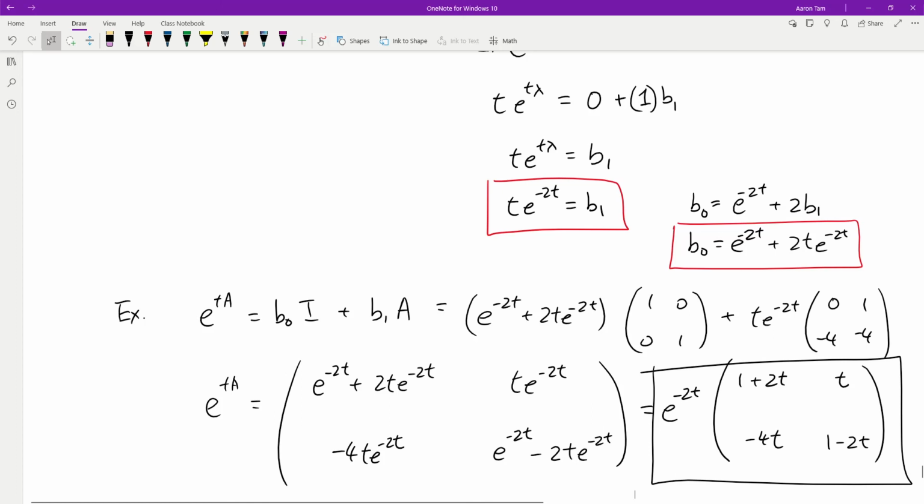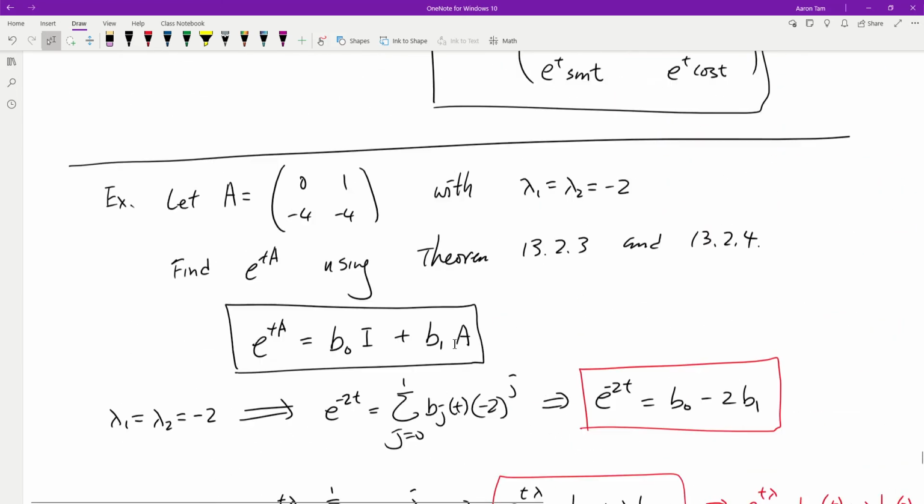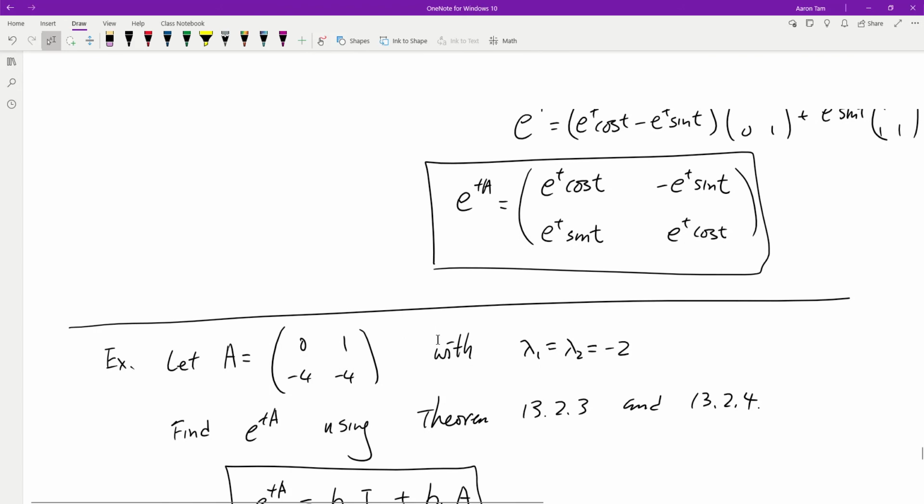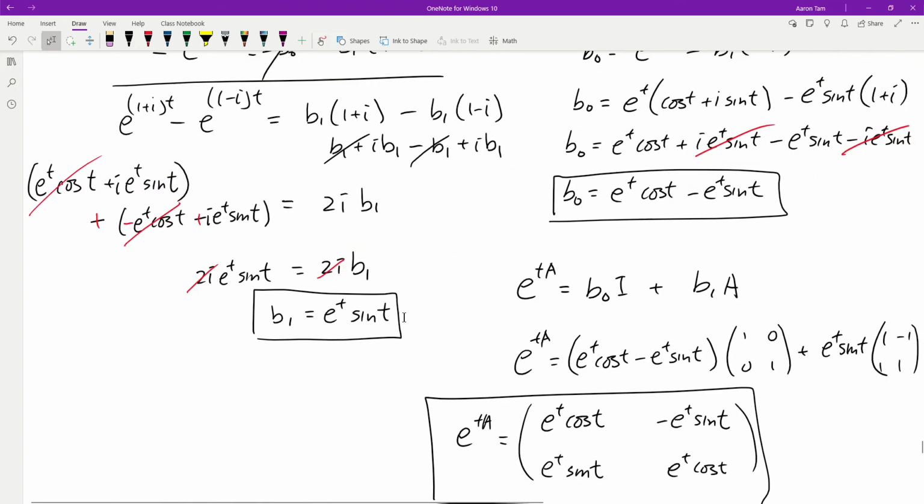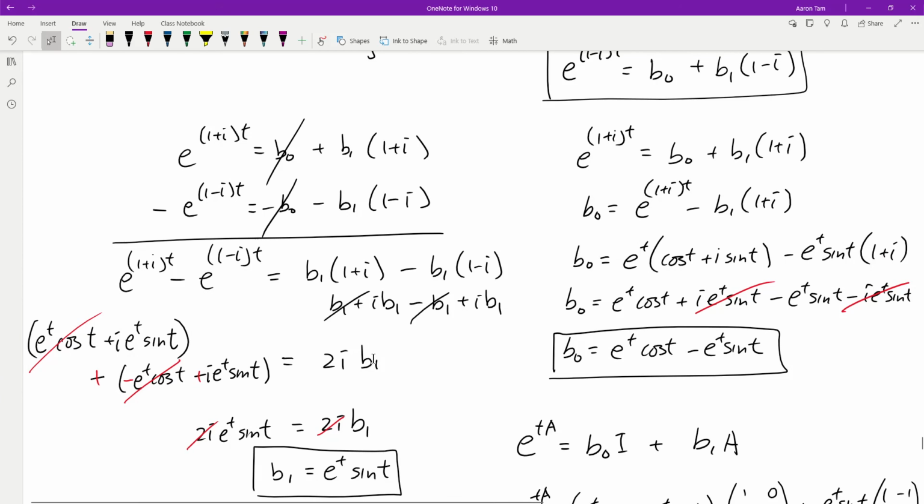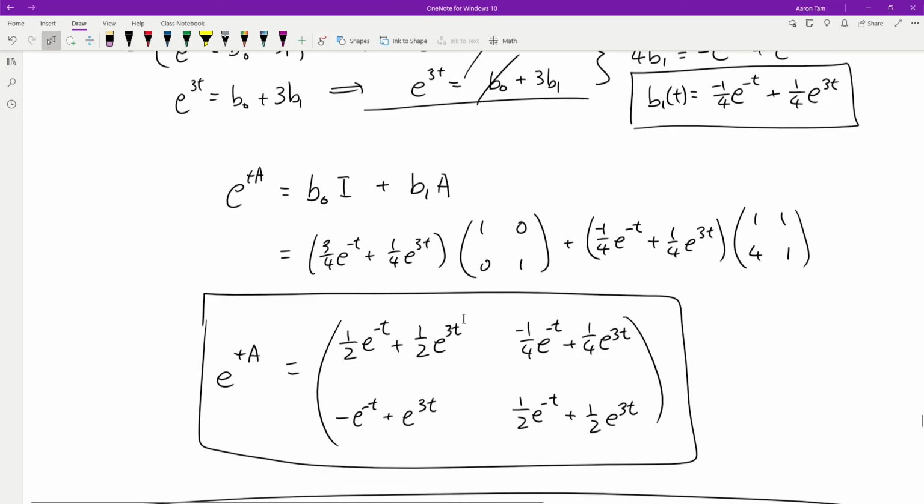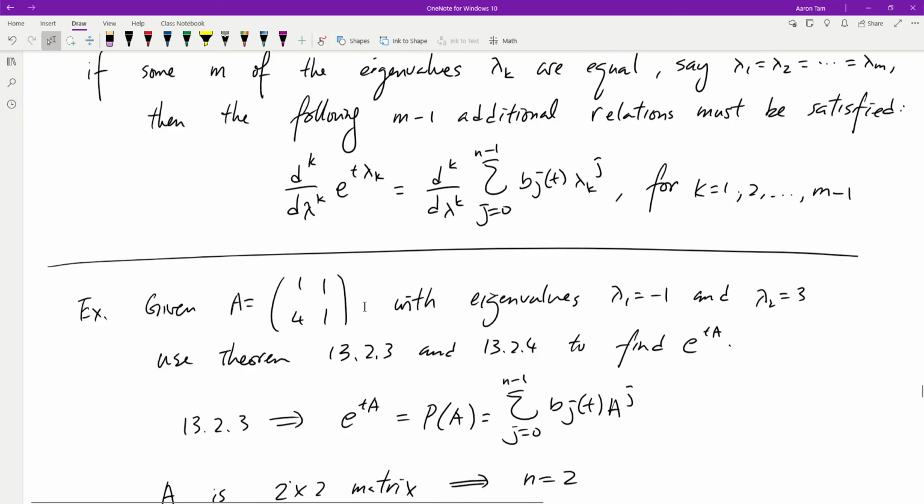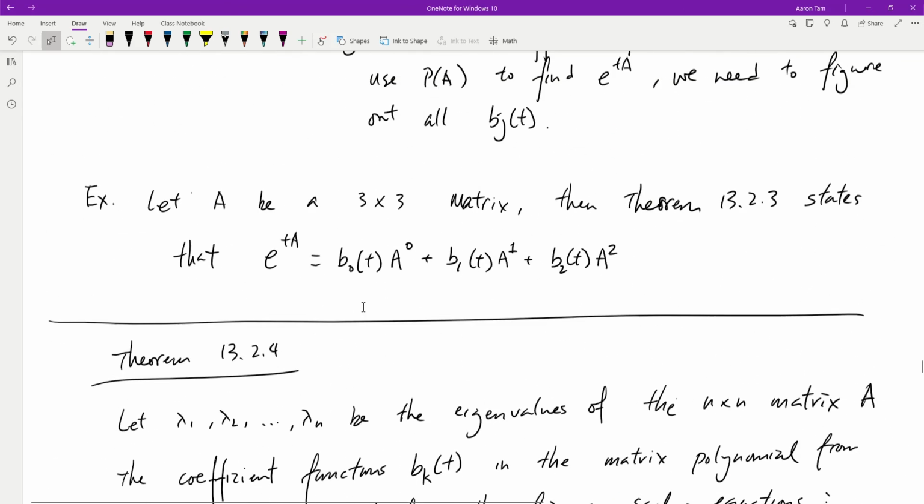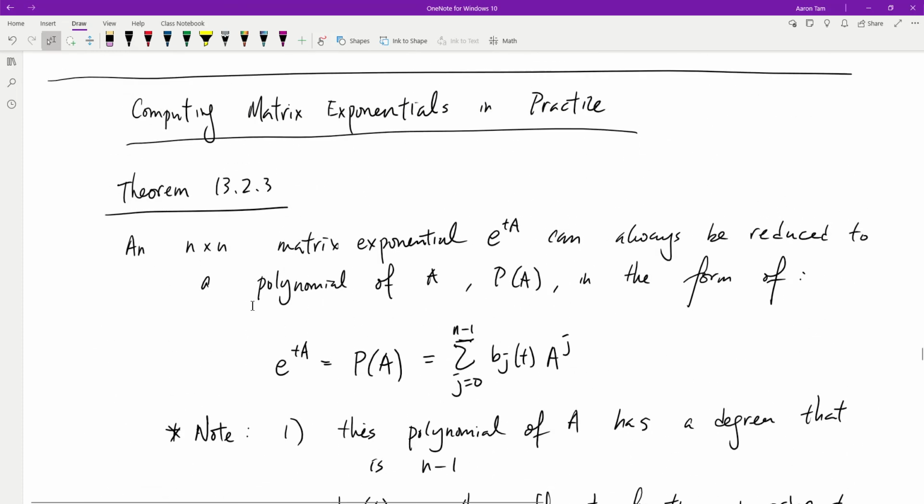Notice that when we're using Theorem 13.2.4 and 13.2.3, it would require me to actually use the power of A. Now, granted, I don't need it to go on to infinity and form some kind of pattern, but I still need to be able to relatively quickly generate powers of A, because the formula for 13.2.3 requires me to form this summation that is a polynomial of A to n minus 1 degree.